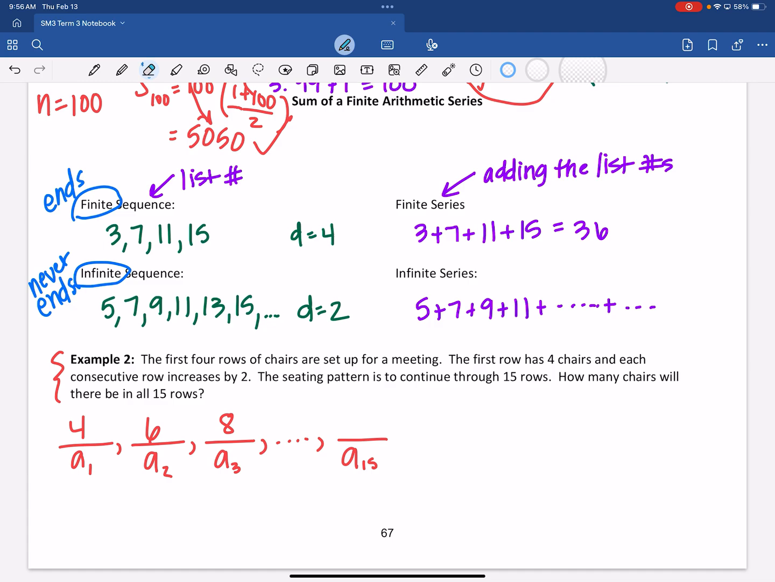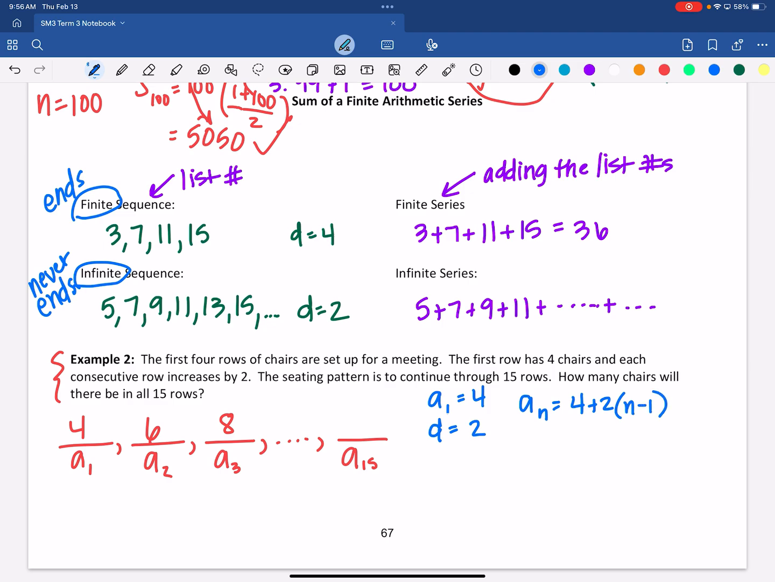So it's going up by 2. You have to remember, this is still an arithmetic sequence. Can you tell me the first term? 4. Can you tell me the common difference? 2. Can you write the explicit formula?